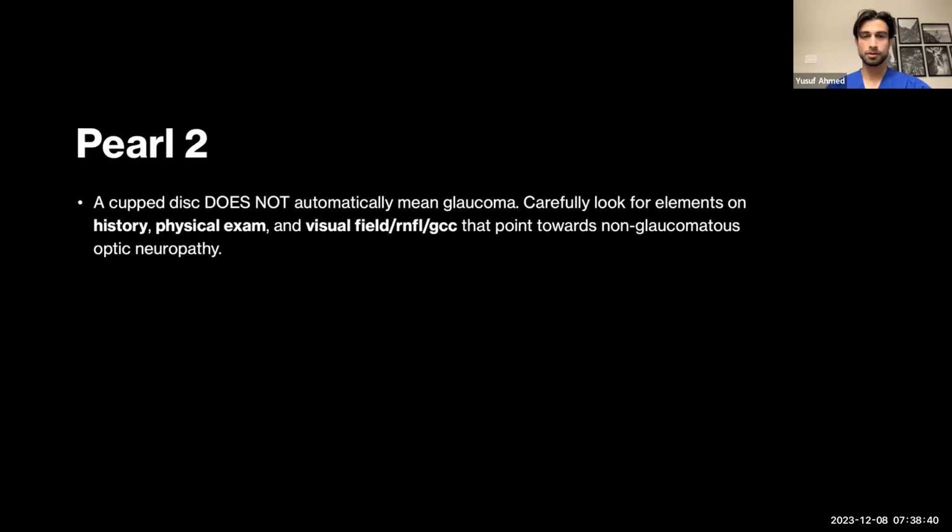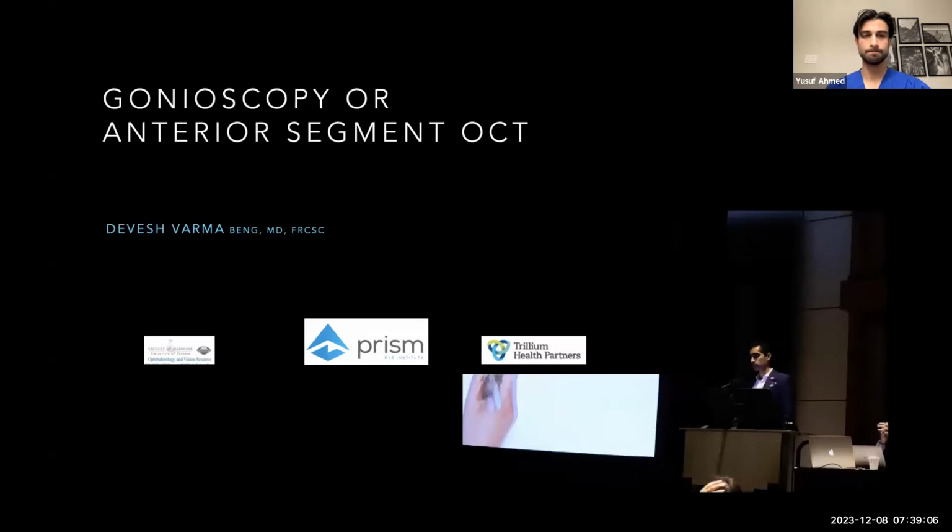So as far as Pearl number 2, from Walter Wright, a cup-to-disc ratio does not automatically mean glaucoma. We should be carefully looking for elements on history, like progression, physical exam, like early visual field loss, central visual field loss, color, RAPD, and then also those key characteristic visual field, RNFL, and GCC patterns that can point towards non-glaucomatous optic neuropathy.